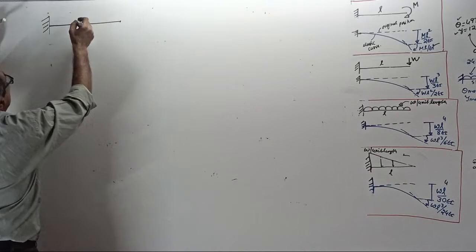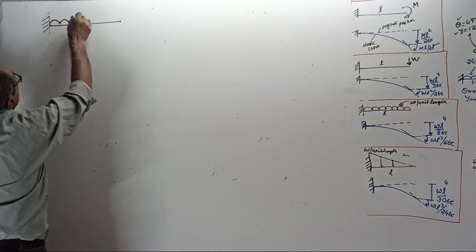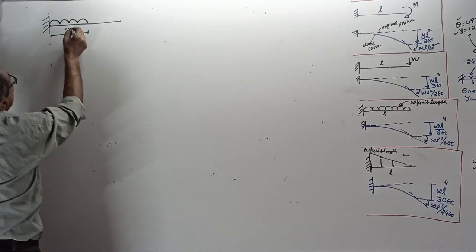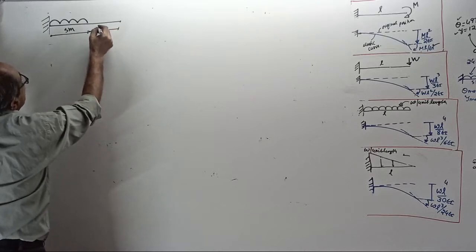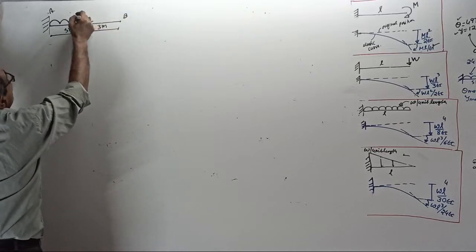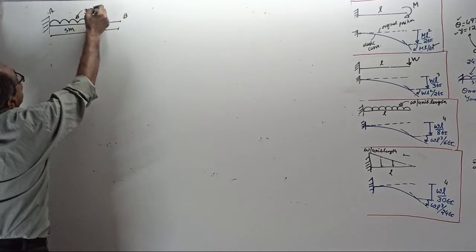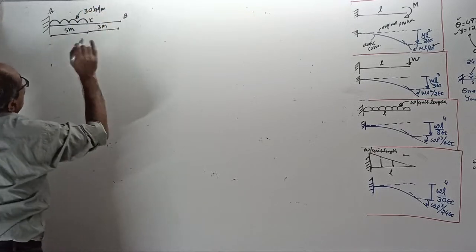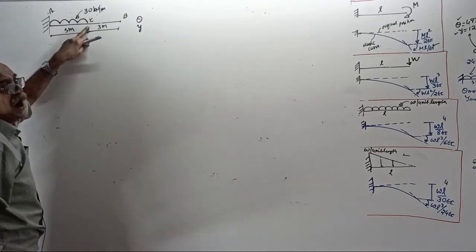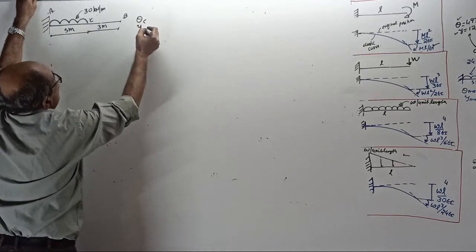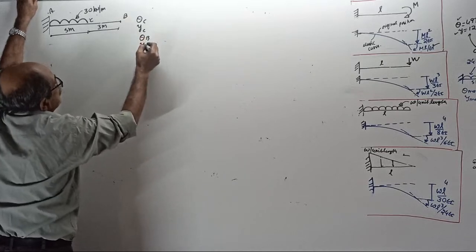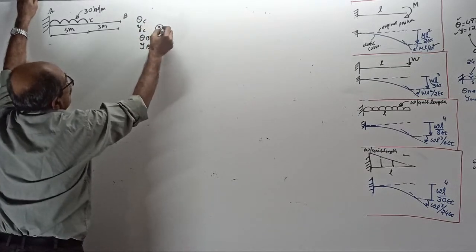It's a cantilever. There is a UDL here for a length of 5 meters. The unloaded length is 3 meters. Points A, B, C. The UDL is 30 kilonewton per meter. Find slope and deflection at the end point of the UDL, C, and also slope and deflection at the free end. That is the maximum slope and maximum deflection. This you have to calculate.